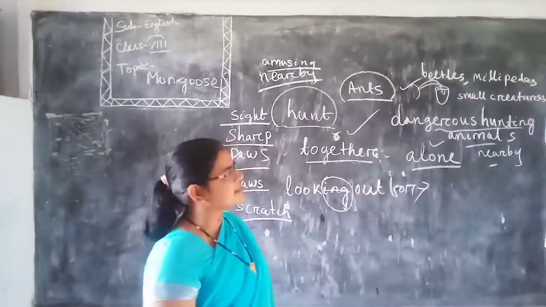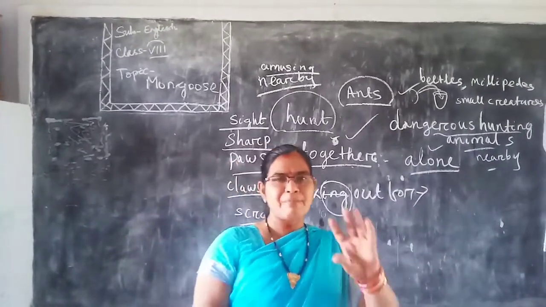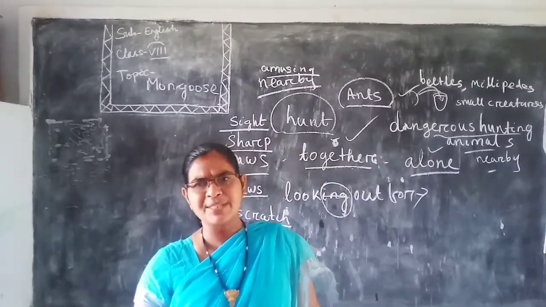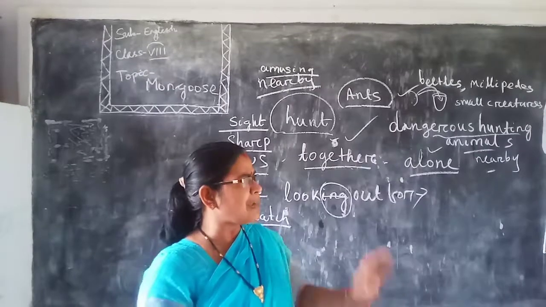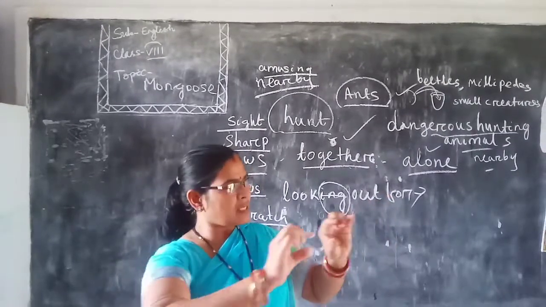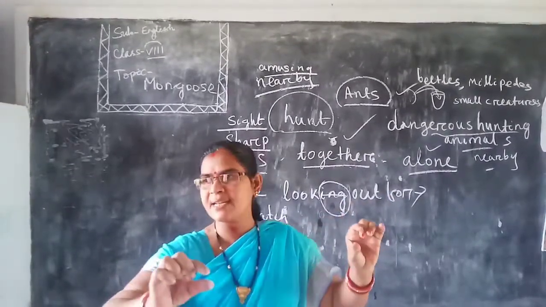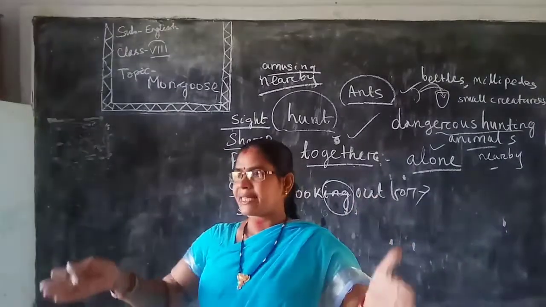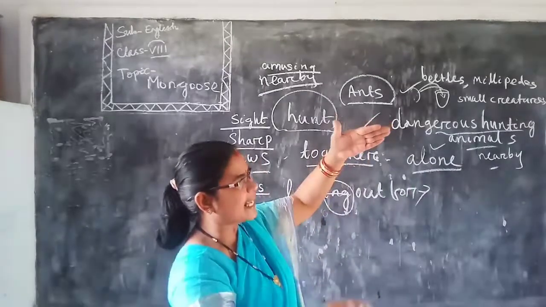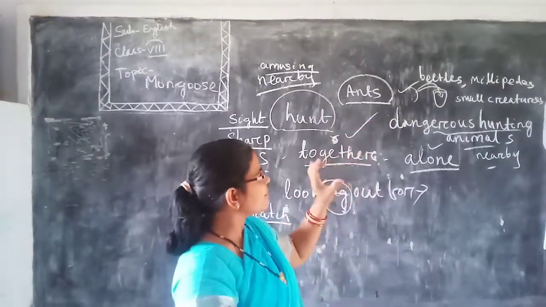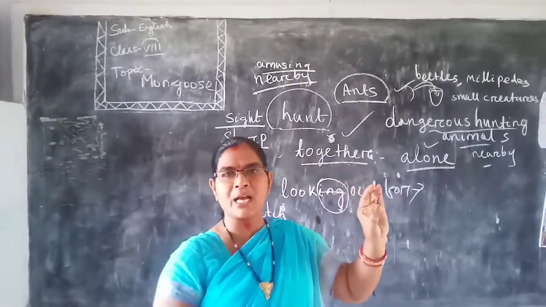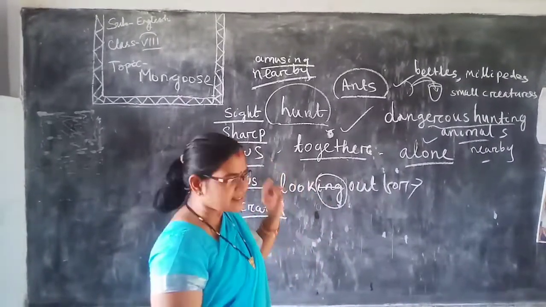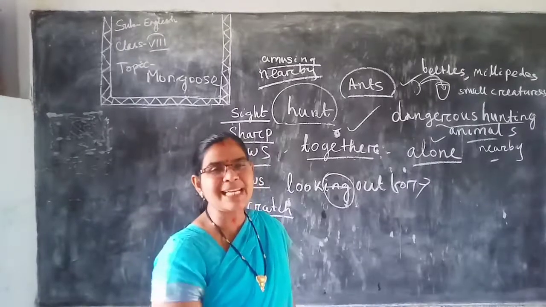What do you mean by beetles? Have you seen black bugs? You have read in class 6 a poem on bugs, black bugs, with some spots on their body. Have you seen cow dung? When there are piles of cow dung, there will be some insects. What do you say in Oriya? Gobarapoka, bugs, okay? These are all beetles, small insects.